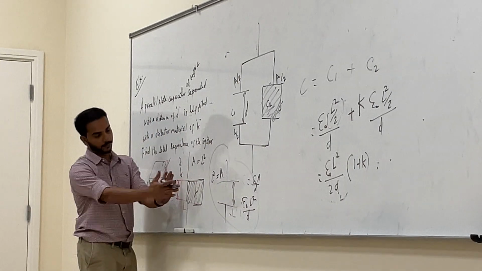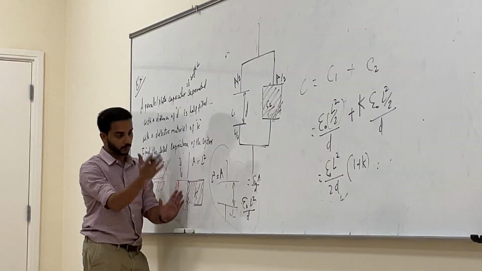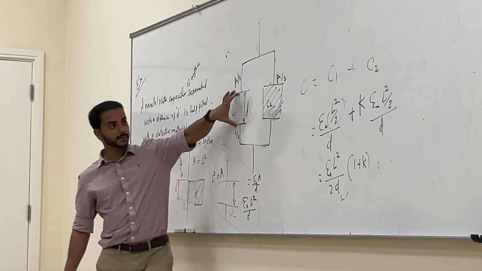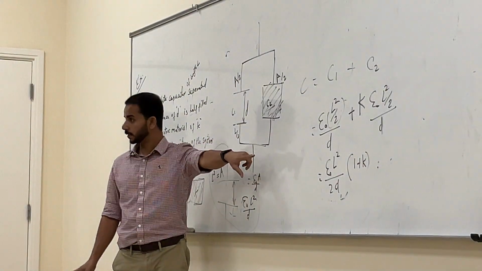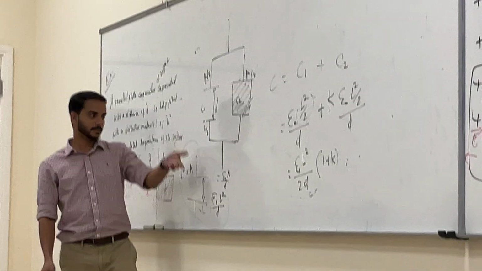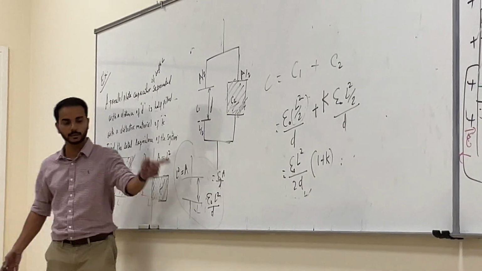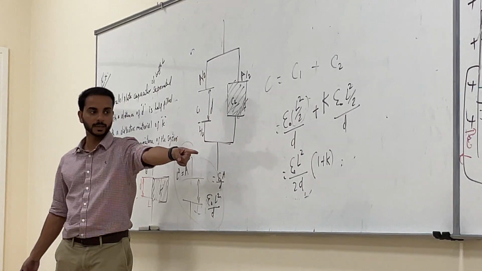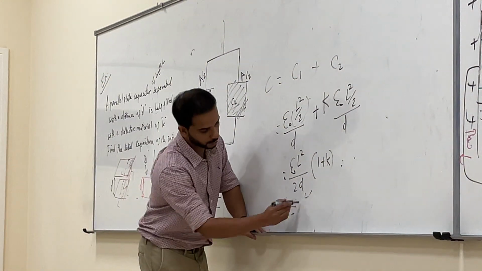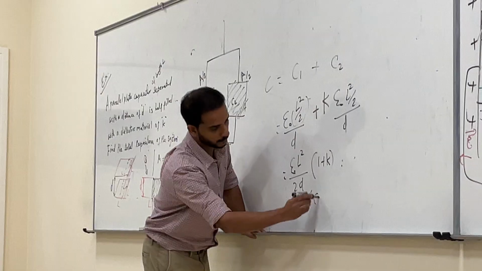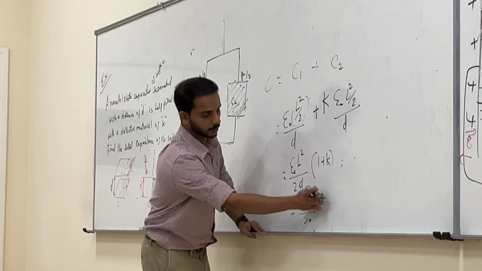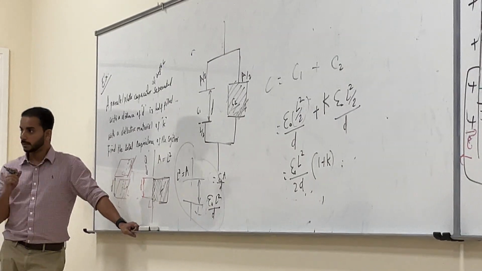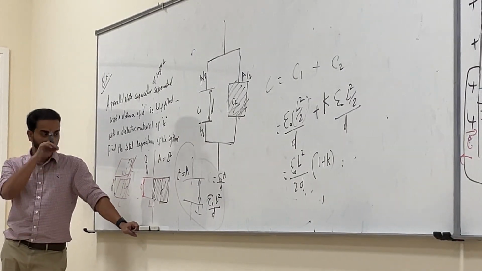Now, if I fill half of it, because the two sides have different capacitance, I can split them into two and solve it. If I remove the dielectric, I have to get the original one, which means my K should be 1. Then this will be epsilon 0 L squared times 2 over 2d. The 2 cancels, so I get epsilon 0 L squared over d. This is clear. Now, I have another question.